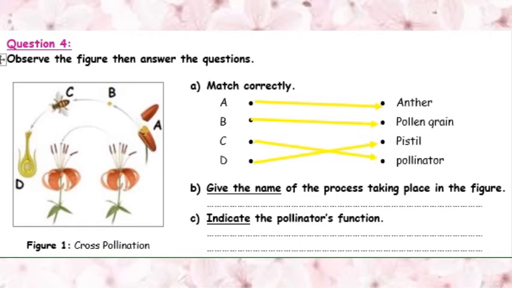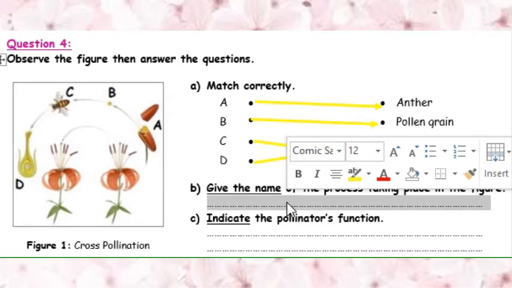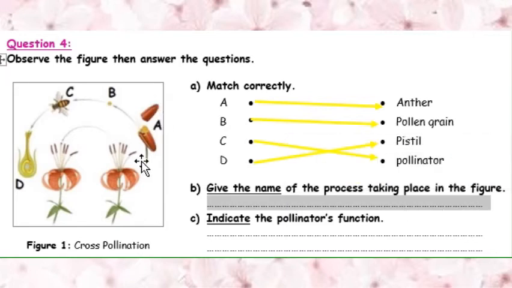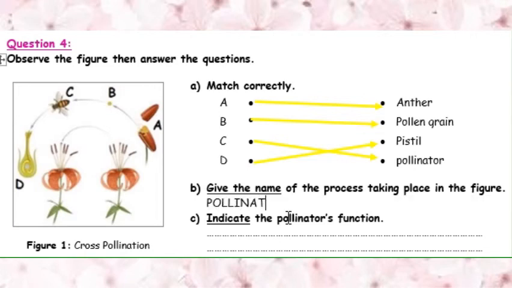Okay? What do we call the act of transferring or transporting pollen grains from the anther to the pistil? This is pollination. Don't forget that pollination is the act of moving pollen from the male anther to the female reproductive part, which is the carpel or the pistil.